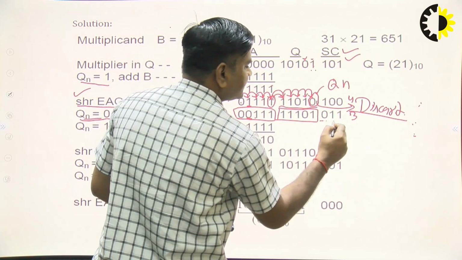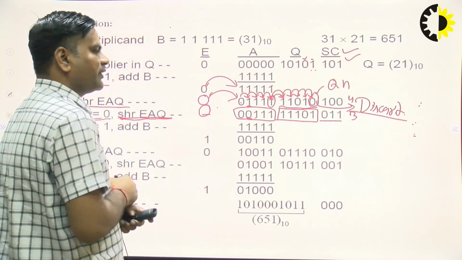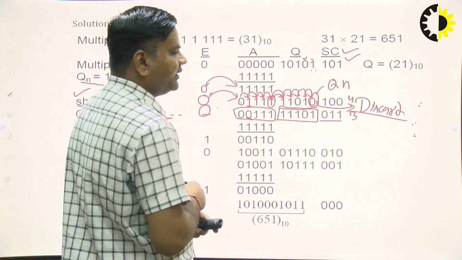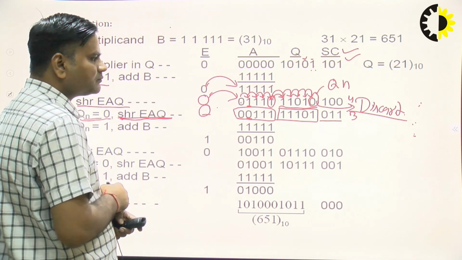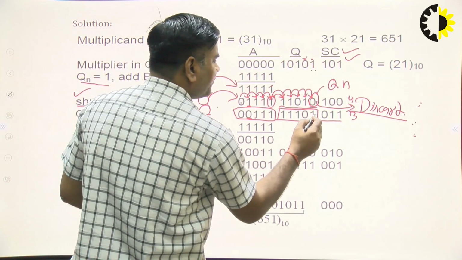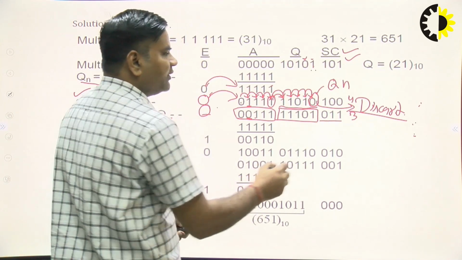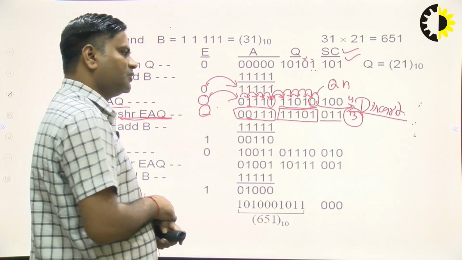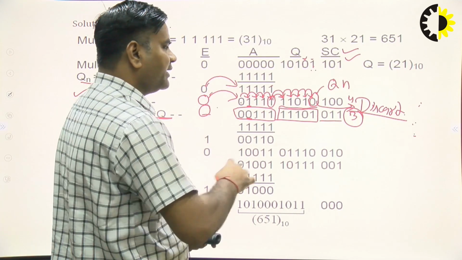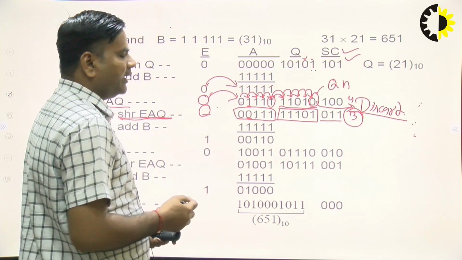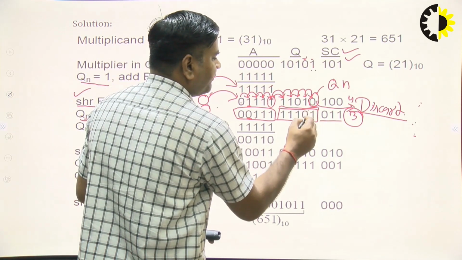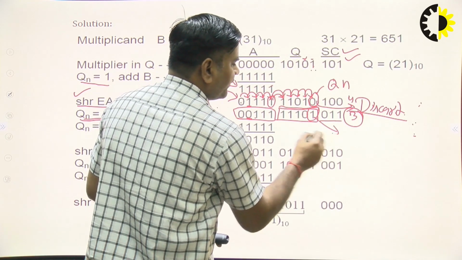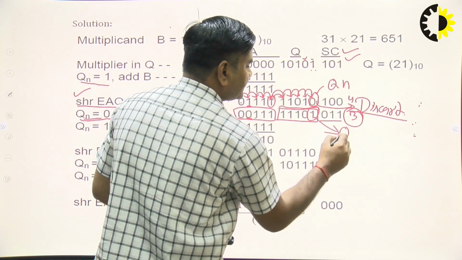So here the sequence counter is decremented by 1, that is 3. That is, in binary, 0 1 1. So we have to check the sequence counter. The sequence counter is still 3, not equal to 0. So we have to repeat the same operation, and we have to check the Qn bit again, that is equal to 1. We have to test Qn again.